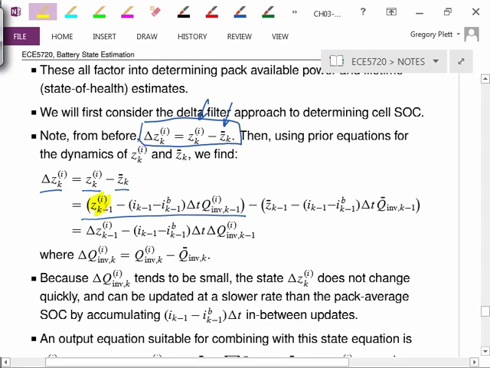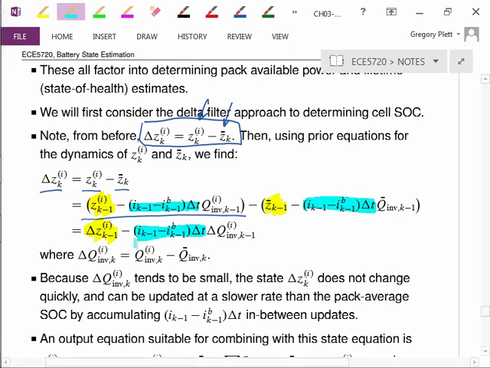We take this minus that and say, oh, that's just delta z at time k minus 1. It gives us this. And we notice that there is a common factor here of all of those. So I put that in. And then what's left is Q inverse i minus Q bar inverse, which is what we will define to be a delta Q inverse for that cell. All right, so we now have an individual state equation for the delta state for state of charge.